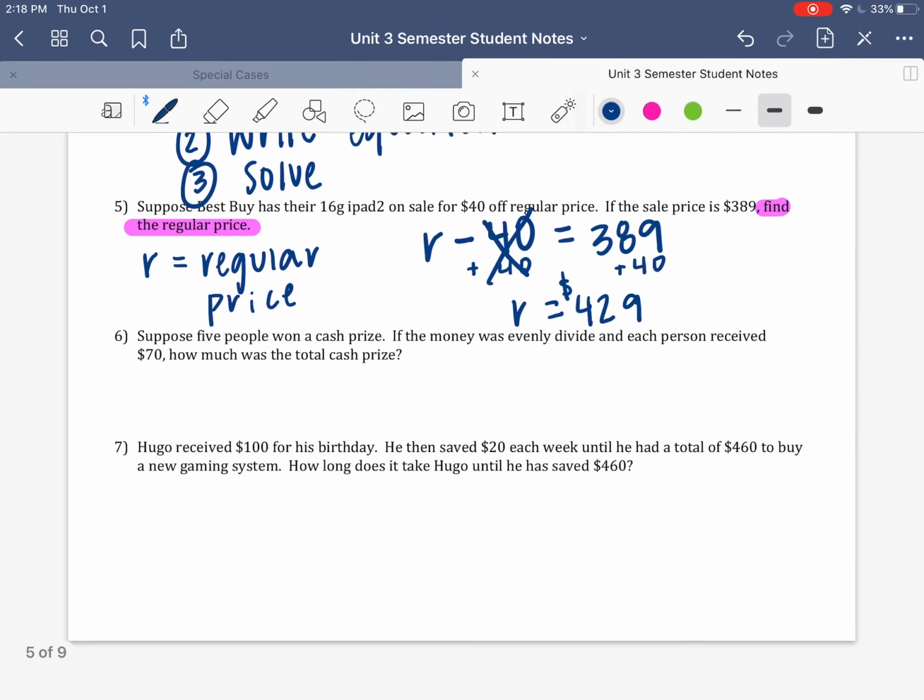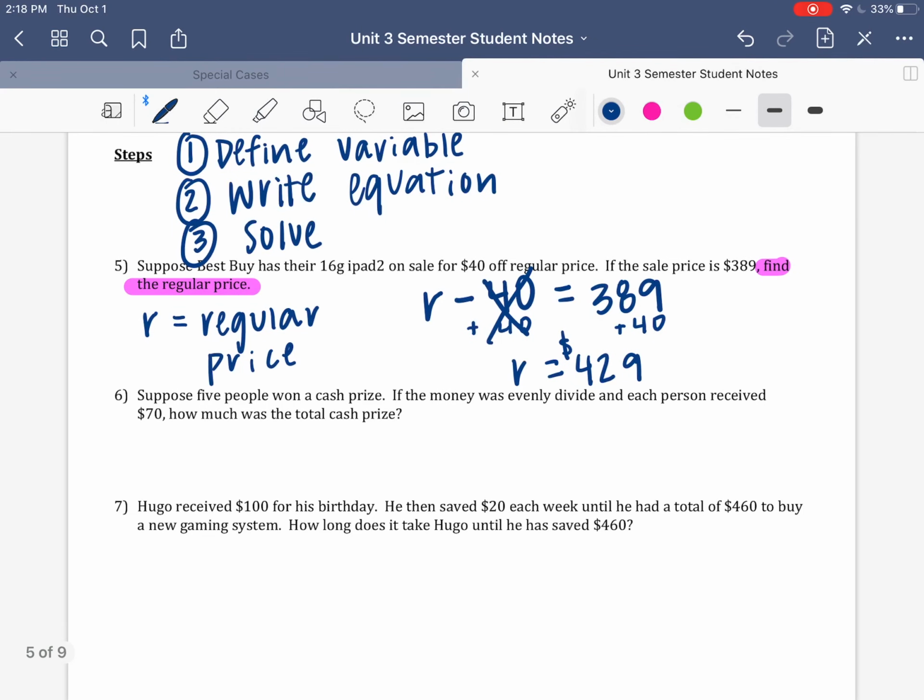All right, let's do another one. It says, suppose 5 people won a cash prize. If the money was evenly divided and each person received $70, how much was the total cash prize? So again, I'm going to look at what it is I'm trying to figure out. Total cash prize is what I want to know. So you can use whatever letter you want. I'm going to call it T for total cash prize.